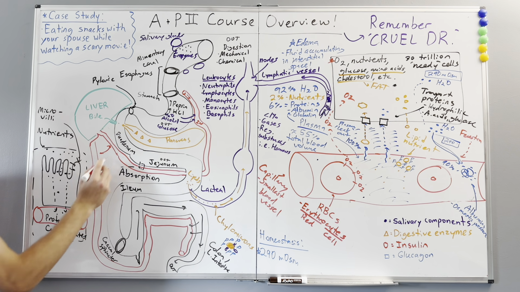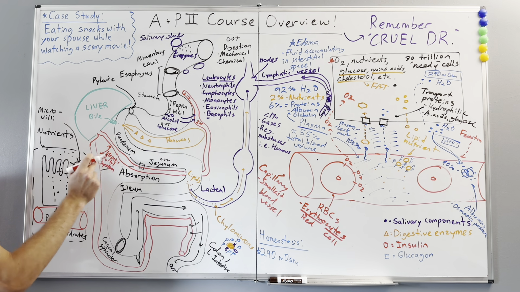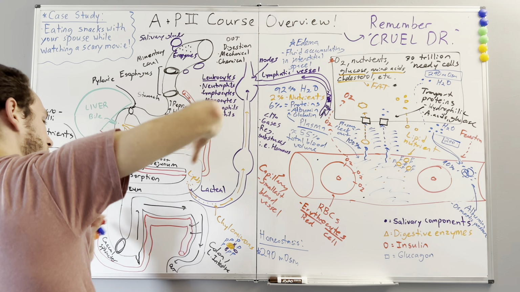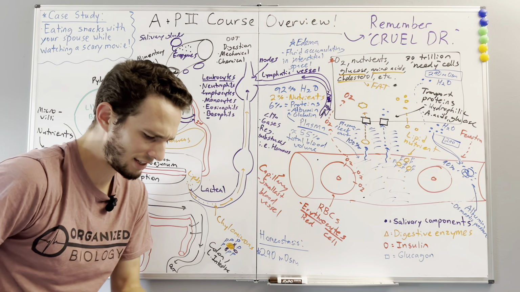okay? This is called the hepatic portal system. Hepatic portal system, literally translating to the liver portal system. We're basically transporting all the blood and all the nutrients we just absorbed, and we're throwing it into the liver. Why? Why is that the case?